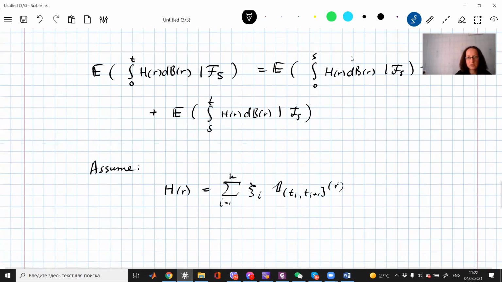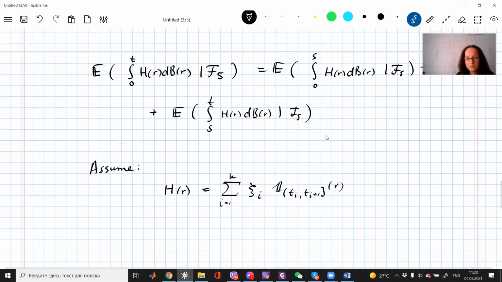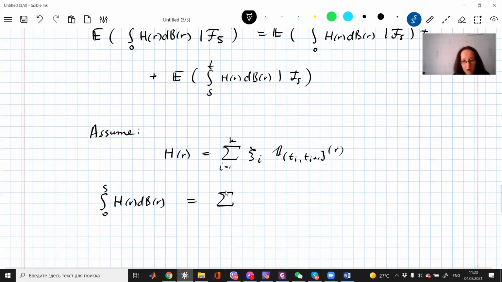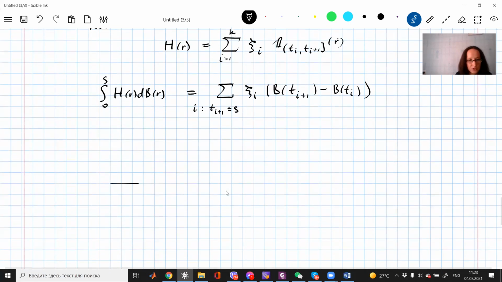And now I would like to find the conditional expectation of the integral. So if I have this integral from zero to s of h from r dB_r, then this will be the sum of psi_i times the increment B(t_{i+1}) minus B(t_i), and here I take only such indexes that t_{i+1} is less than or equal to s. Yes, let me draw the picture.